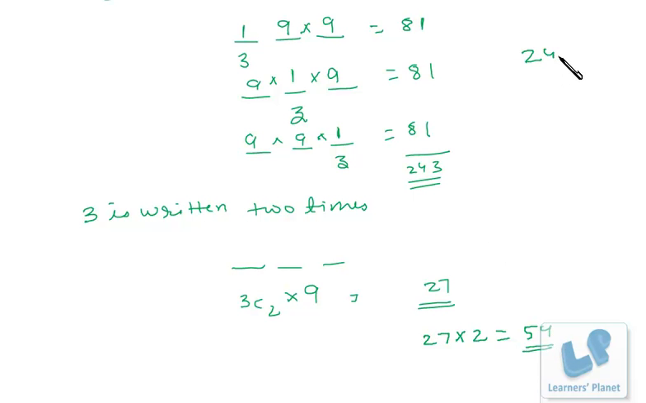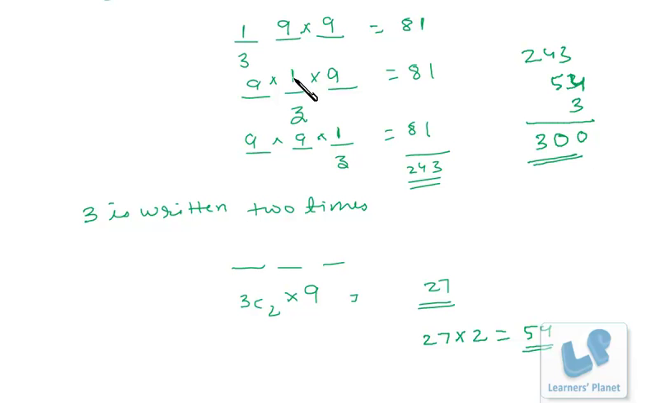243 threes we had here, 54 threes we have here. Now if all three digits are 3, that means one more number, that is 333. In that particular number there will be three threes, right? So it is 243 plus 54 plus 3, which is 300. So in all, if we write from 1 to 1000, we will be writing 3 for 300 times, right?